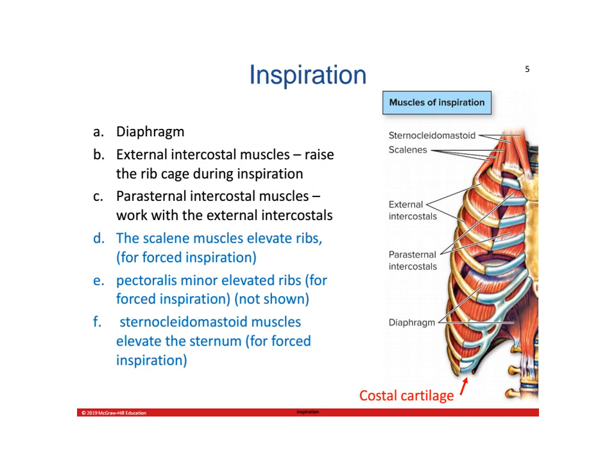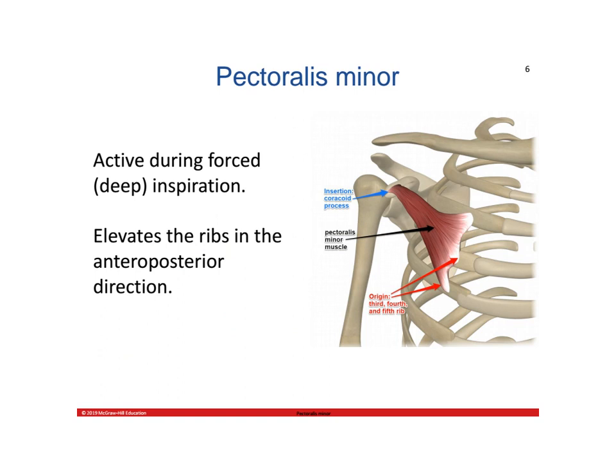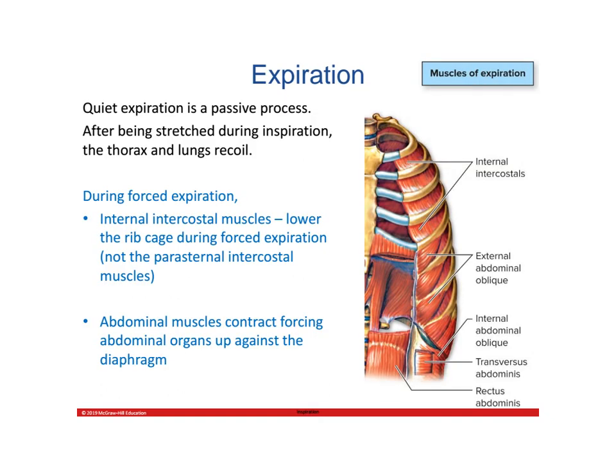The pectoralis minor also elevates ribs for forced inspiration. It's not shown, but I'll show you that muscle in a subsequent slide. And the sternocleidomastoid muscles elevate the sternum also during forced inspiration. Usually this muscle really doesn't come into play unless you're doing really very deep, heavy breathing. The pectoralis minor muscle is active during forced or deep inspiration. This elevates ribs in the anteroposterior direction. Inspiration requires, at the very minimum, the diaphragm to be active.